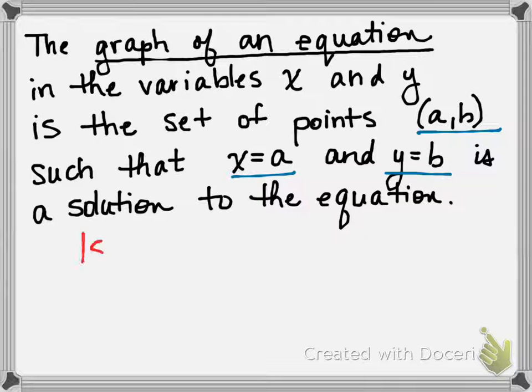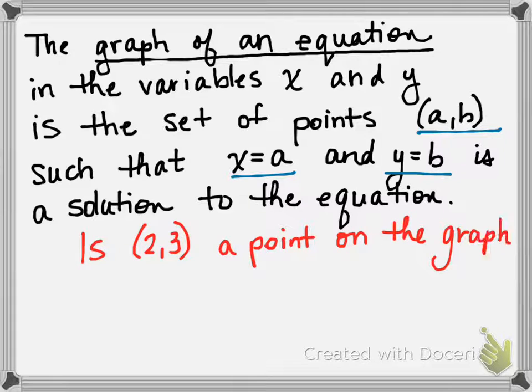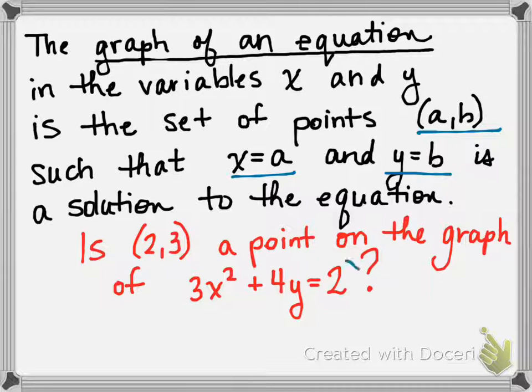So here's an example. Is (2, 3) a point on the graph of 3x squared plus 4y equals 2? So there's a question. Here's our equation. We're trying to think about points on the graph. So (2, 3) is a point on the graph if and only if I substitute 2 for x and 3 for y, I get a true statement.